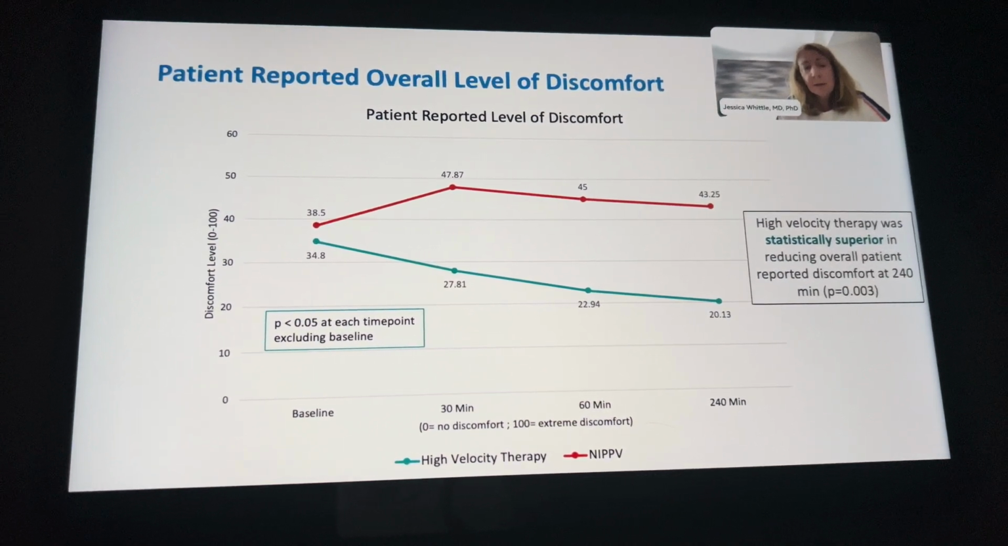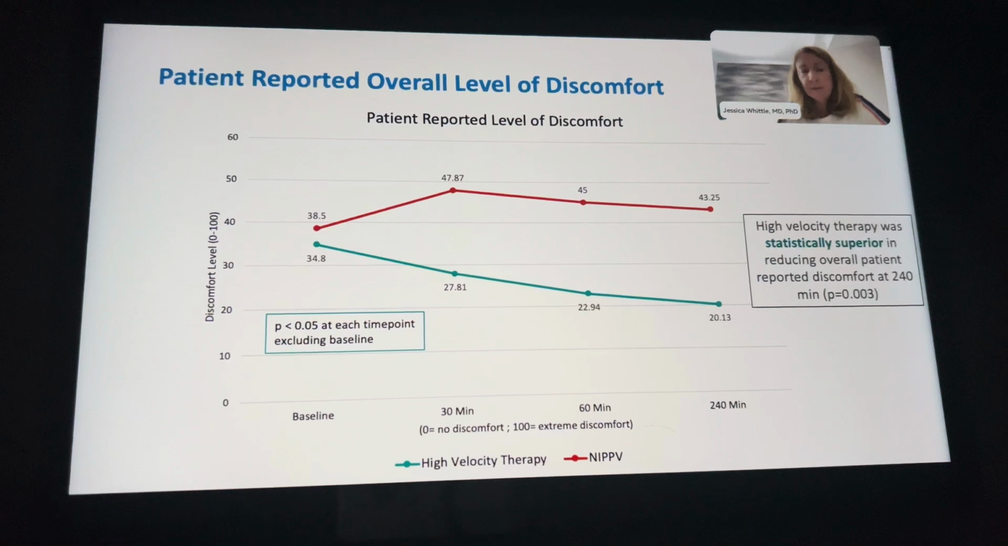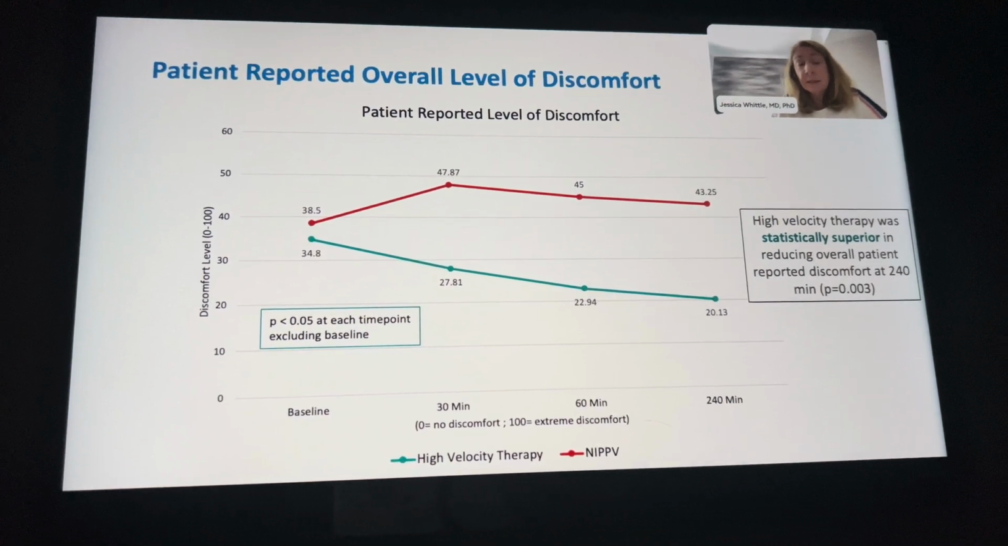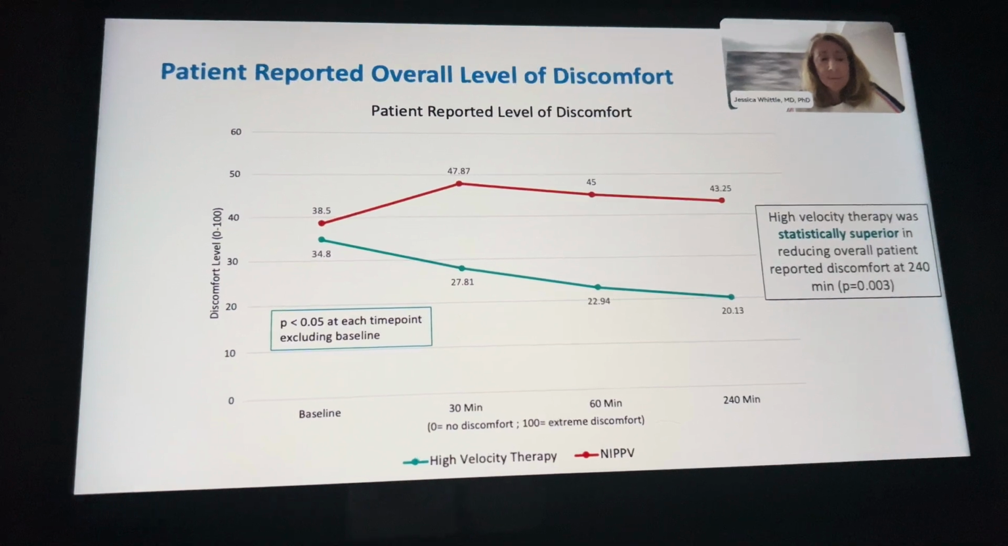Patients with the nasal cannula steadily improved in their overall level of discomfort, and that was statistically different at every time point after the baseline.